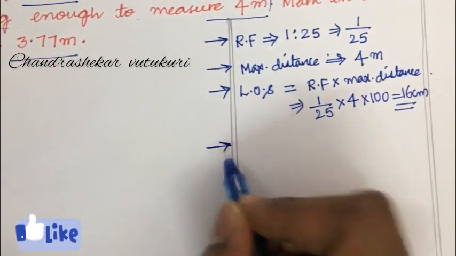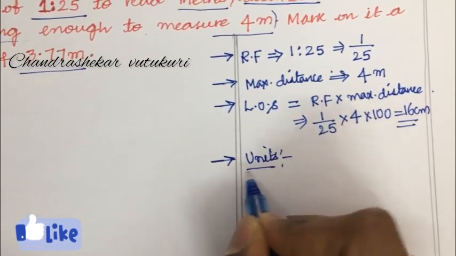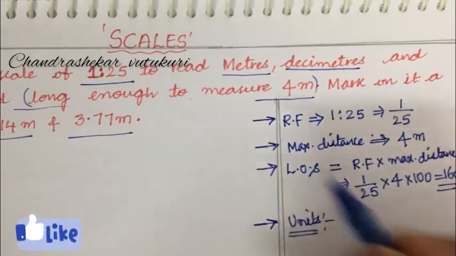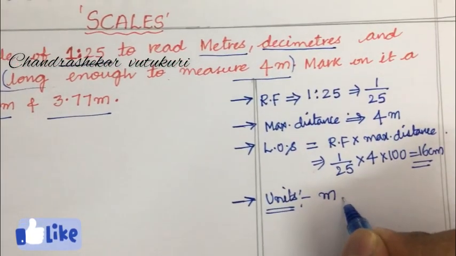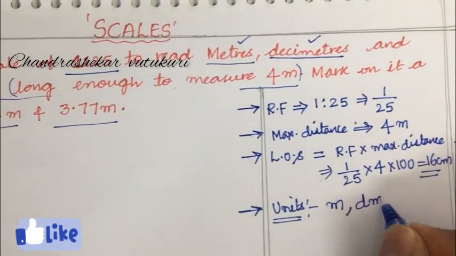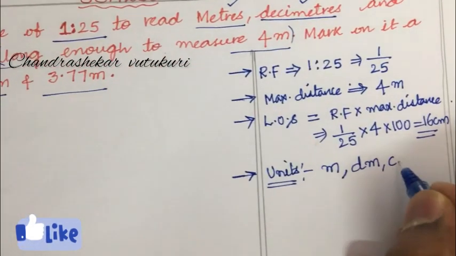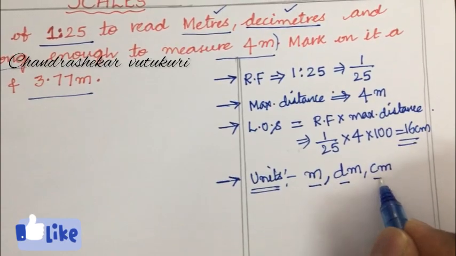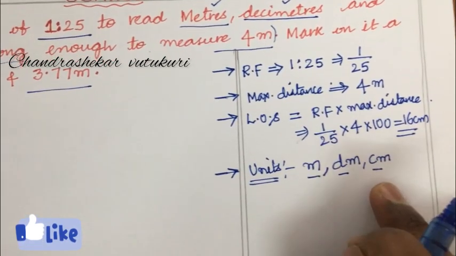Later, I told you to check the units given in the problem to determine whether the scale is plain or diagonal. If you look at the units, it has to read meters, represented by small m, a decimeter, represented by small dm, and a centimeter, small cm. So, dear students, these are three different units: a meter, a decimeter and a centimeter.